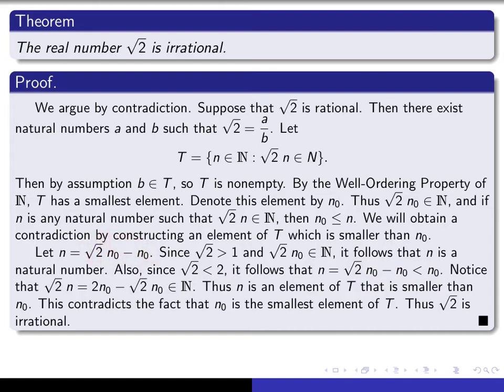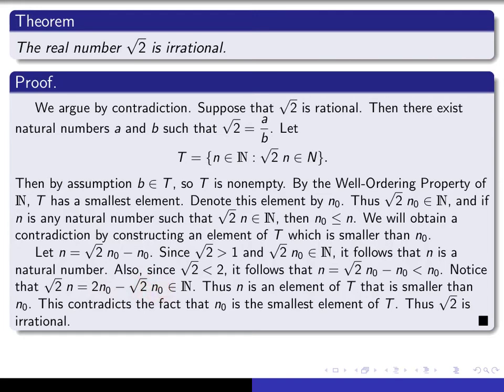Okay, so at this point we've established this special number n, we've established that it's a natural number, and we've established that it's smaller than n0. If we can prove that it's an element of this set T, then we'll be finished. We will have our contradiction. So what must I do to show that it lies in T? I have to show that if I multiply it by root 2, I get a natural number. So what do we get if we multiply root 2 by this n? Well, root 2 times root 2 is 2. I get 2n0 minus root 2 times n0.